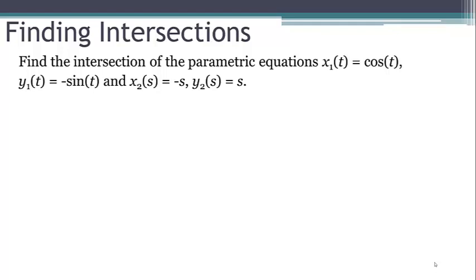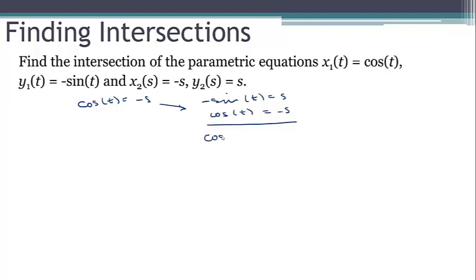Okay, now let's work through our procedure and set the 2 x-coordinate expressions equal to each other and the 2 y-coordinate expressions equal to each other. Now, if we add those 2 equations together, the s parameter, the s variable, is going to cancel, and we're going to be left with cosine of t minus sine of t equals 0.